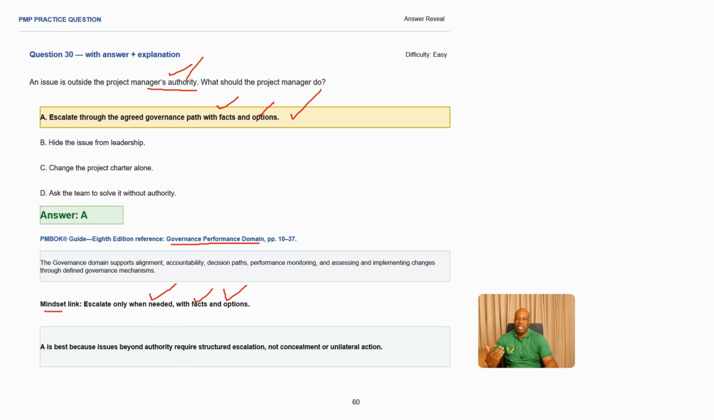So there are cases where you don't need to escalate to the project sponsor or even the steering committee or even senior management. But there are cases also where you have to escalate, especially if it's beyond the project manager's authority. And also, if it is something that requires approval, so you have to escalate on that. Making A in this scenario the best answer because issues beyond authority require structured escalation, not concealment or unilateral actions. So this is very important. If something is beyond the authority, something requires approval, then it has to be escalated in a project environment, making A the best answer.